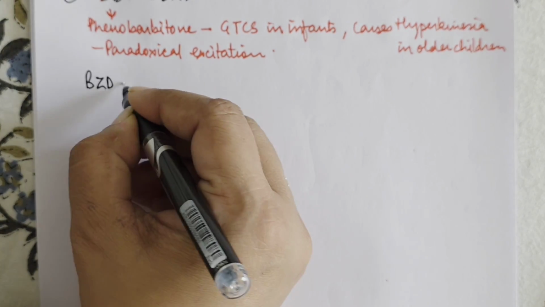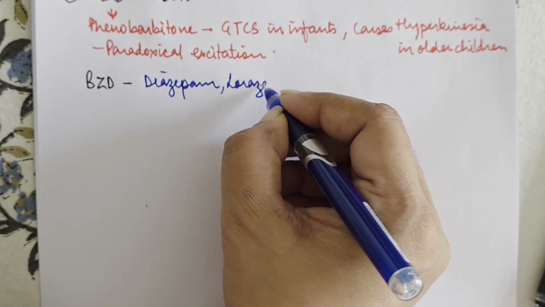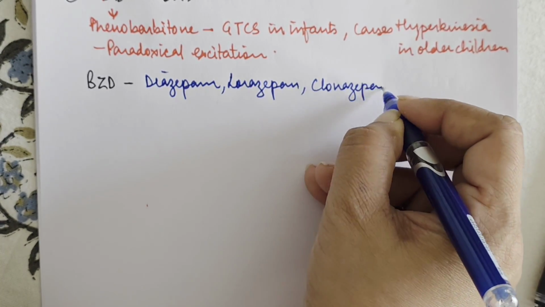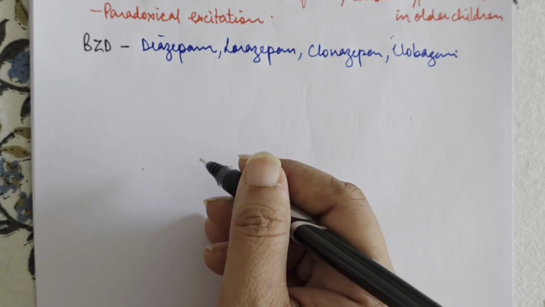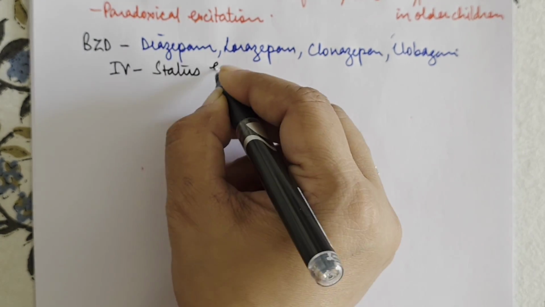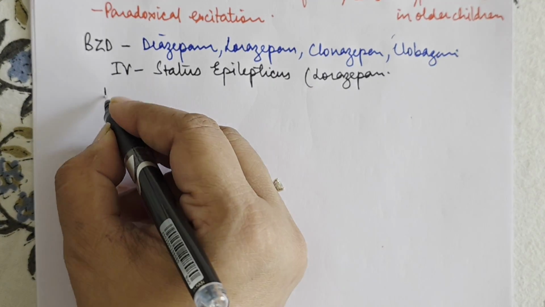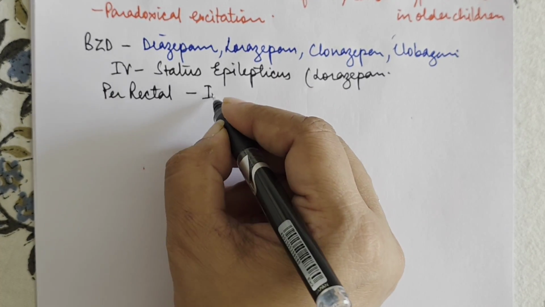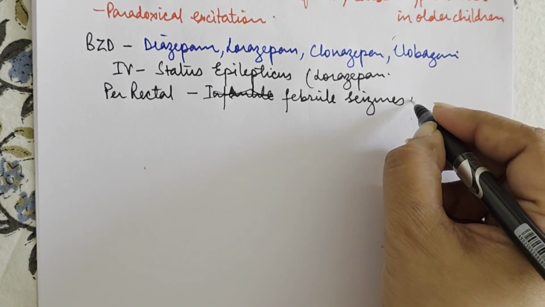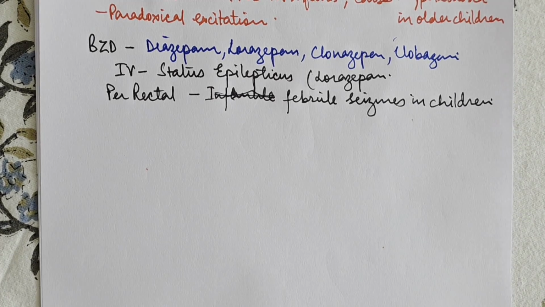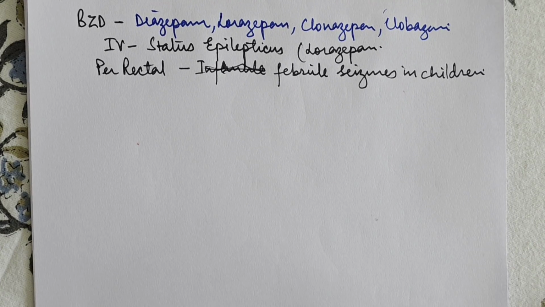Now if we talk about benzodiazepines, the drugs that we have are diazepam, lorazepam, clonazepam, and clobazam. They are very commonly and preferably used in epilepsy. These drugs are GABA facilitatory and they increase the frequency of chloride channel opening. They are used IV for status epilepticus. Here the drug which is used is lorazepam. Given by the per rectal route, they are used in febrile seizures in children. They also have a good sedative effect. These drugs cannot be indicated for long-term use because they develop tolerance. So that is the reason.